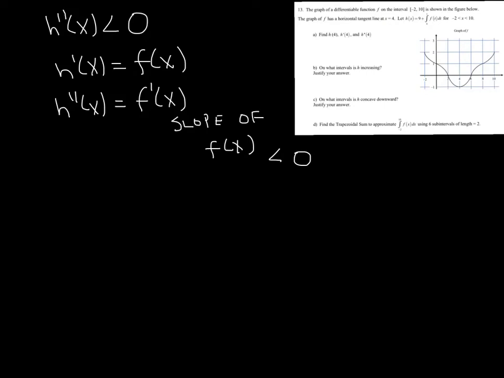Okay, so the question is, where is the slope of f of x less than 0? Well, you can see that it's going to be for all of this part of the graph right there, because the slope, if you draw tangent lines, there's going to be negative slope there. So your final answer there is going to be from -2 to 4.